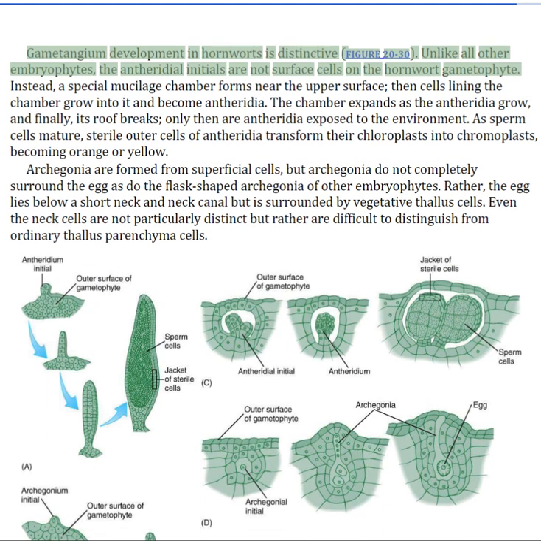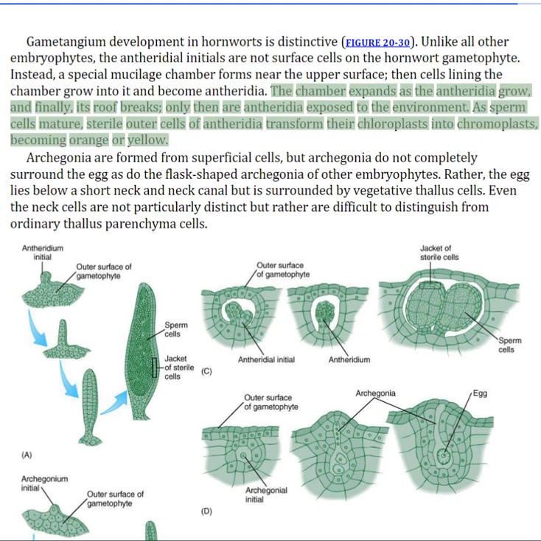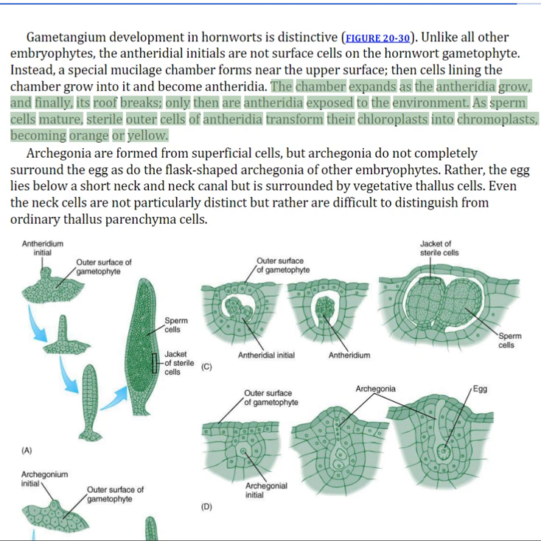Gametangium development in hornworts is distinctive. Unlike all other embryophytes, the antheridial initials are not surface cells on the hornwort gametophyte. Instead, a special mucilage chamber forms near the upper surface, then cells lining the chamber grow into it and become antheridia. The chamber expands as the antheridia grow, and finally, its roof breaks. Only then are antheridia exposed to the environment.